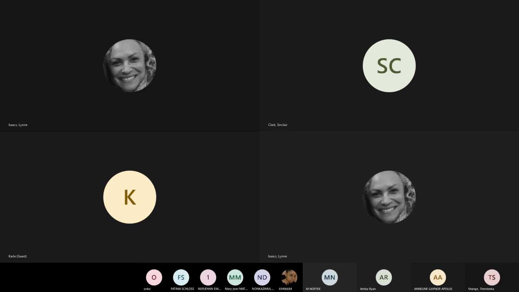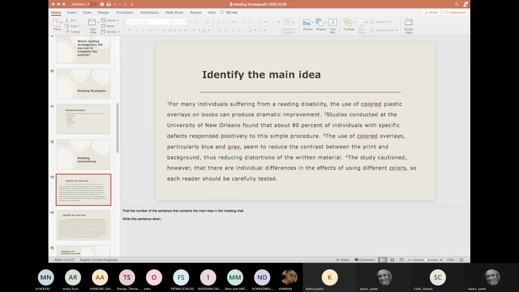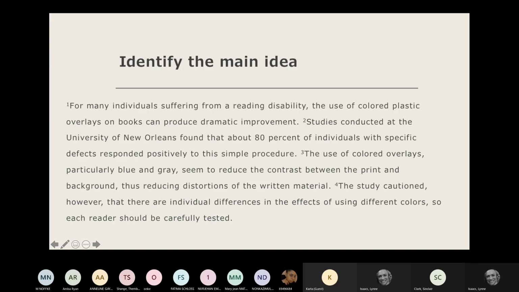And yes, it is indeed sentence number 1, but let's just look at why it's sentence number 1. Does anybody want to unmute their microphone and say why they chose sentence 1? Anyone? Yes, go ahead. The first sentence is the topic sentence. The rest of the sentences give more information about the first sentence. Absolutely. Thank you. Well done.